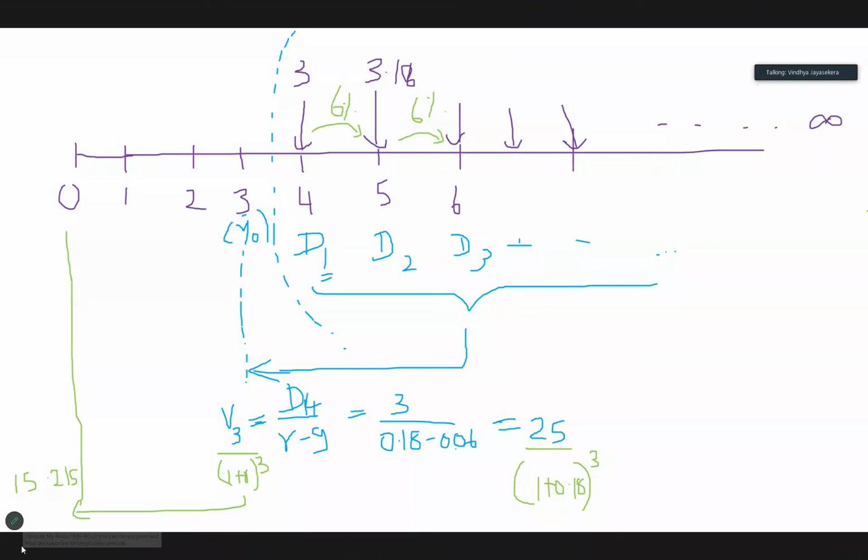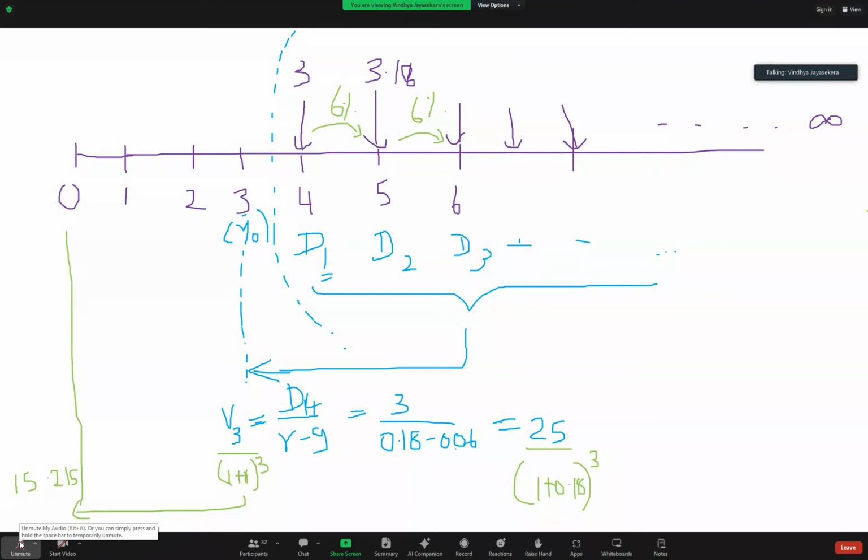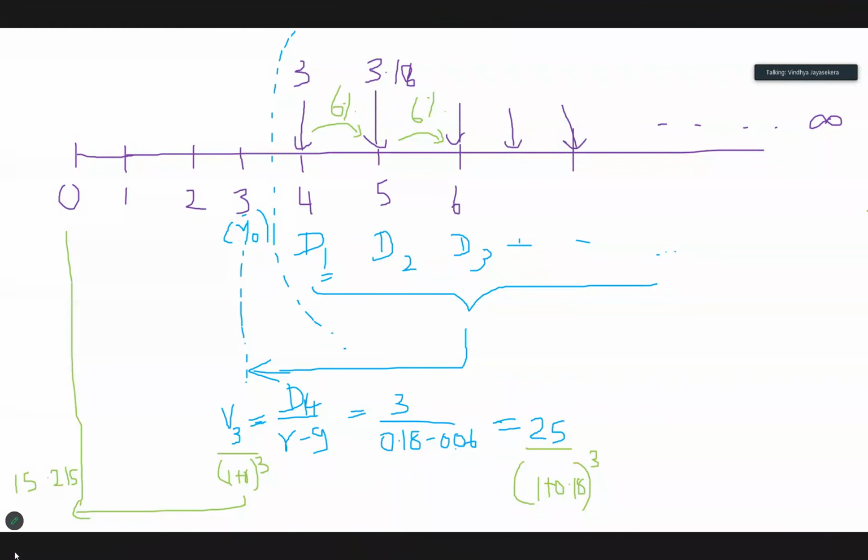In this question, year 3. Okay. Year 3, it is okay if it's clearer for you to apply from year 4. Okay, you still get the same answer. Not a problem. But the easiest application comes from year 3 onwards. Year 3 onwards.